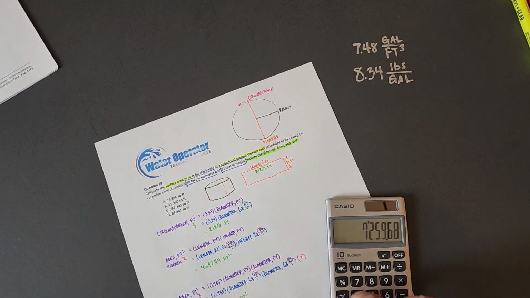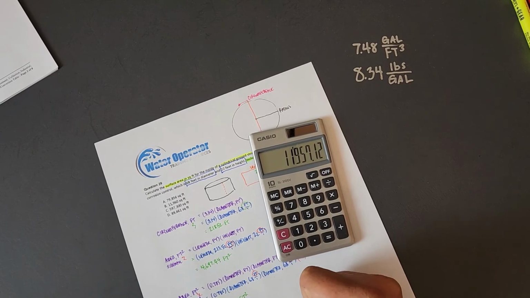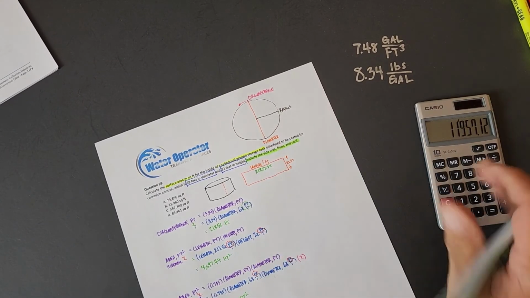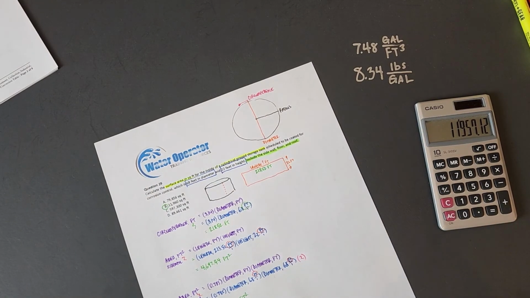Add 4,697.44. That gives us 11,957.12 square feet. What is the best answer? B, 11,960 square feet.